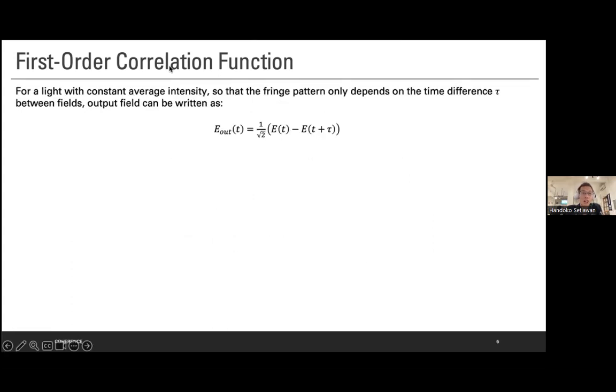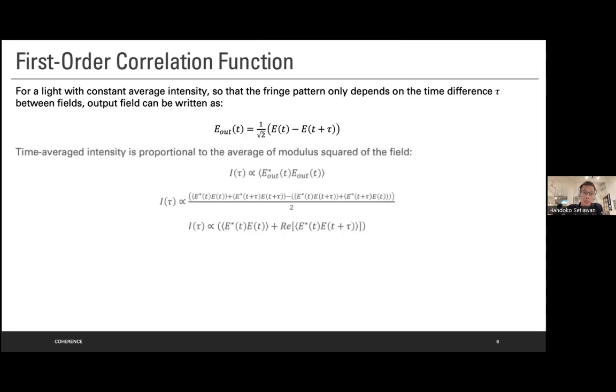We can see that for light with constant average intensity, the fringe pattern only depends on the time difference tau between fields, and the output field can be written as 1 over square root of 2 times the difference in electric field output here. This 1 over square root of 2 term comes from the previous discussion, where we assume that the beam splitter splits the light in an equal 50-50 ratio. If we take the time average, we can see from the previous discussion that I is proportional to the modulus squared of the electric field. Through the mathematical derivation, this I takes the form of the equation shown here.